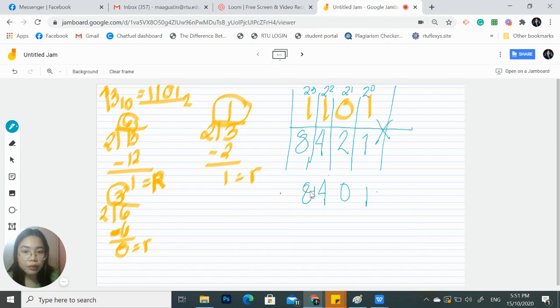Now, what are we going to do? We need to add the following numbers. So, 8 plus 4, that is 12, plus 1, that is 13.